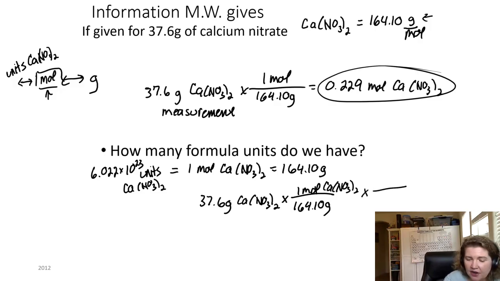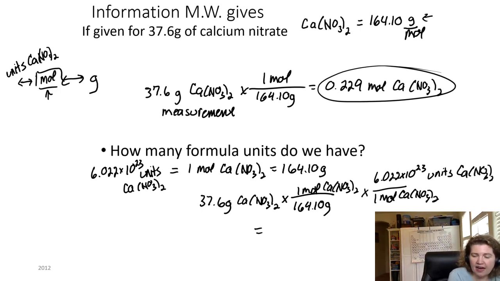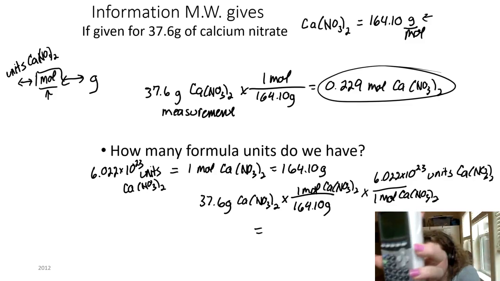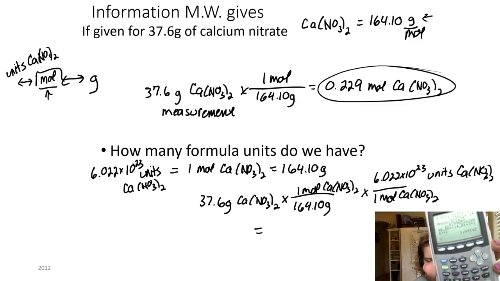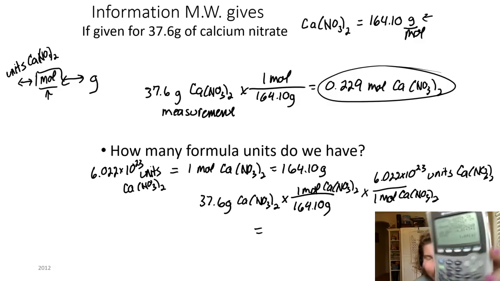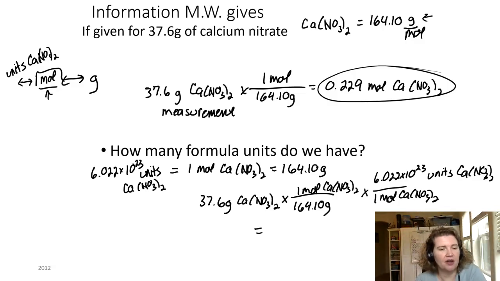And then I know that if I have 1 mole of calcium nitrate, I have 6.022 times 10 to the 23rd units of calcium nitrate. So I've already done the first part, so I just have that already in my calculator stack.